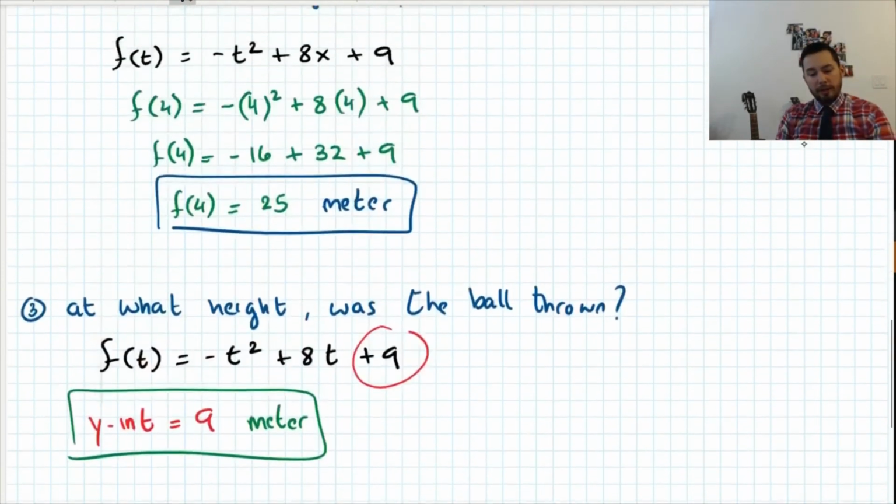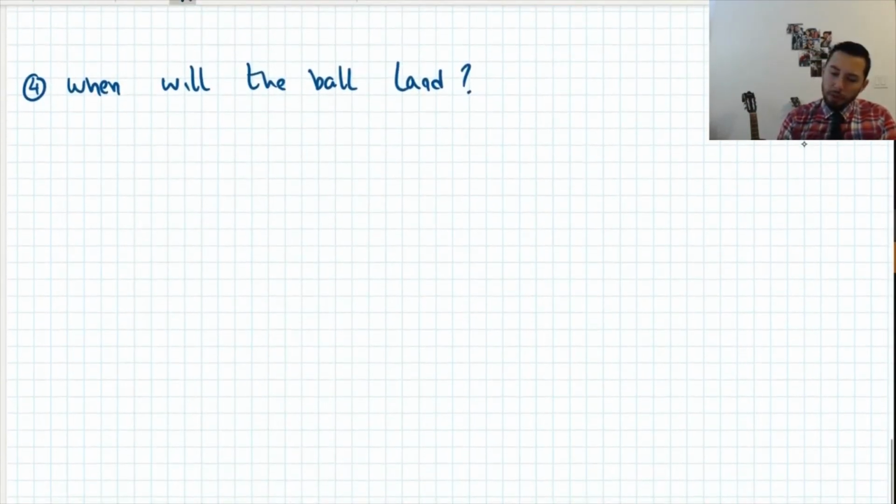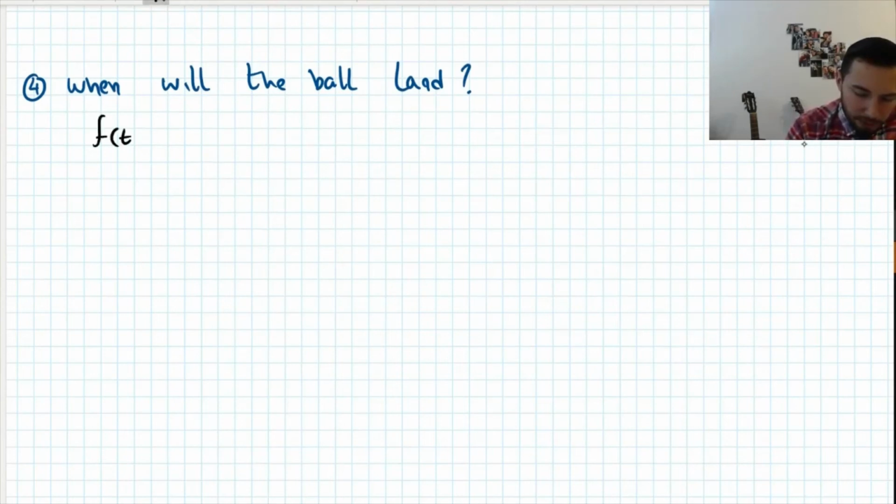And again, if I look at my little sketch and I'm looking at the path of my ball, I follow my ball and I want to know when it will land. If I'm talking about landing, I'm looking for my 0, and you'll see now that I'll get a positive 0 and a negative 0, and because I can't have negative time, I'll just concentrate on this answer right here. So when will the ball land? I have f of t equals negative t squared plus 8t plus 9.